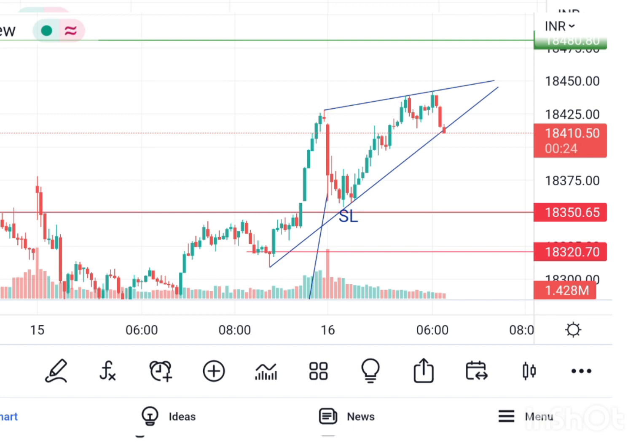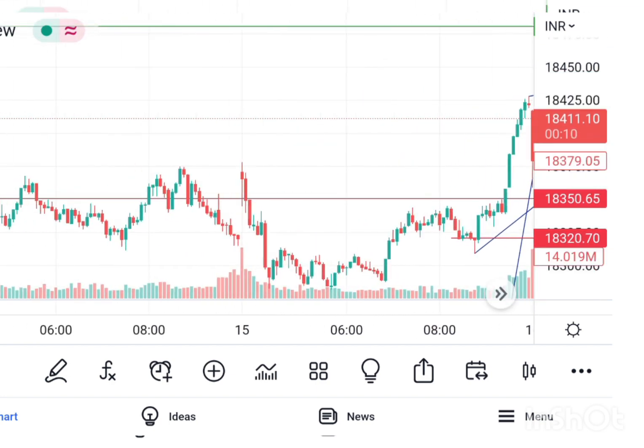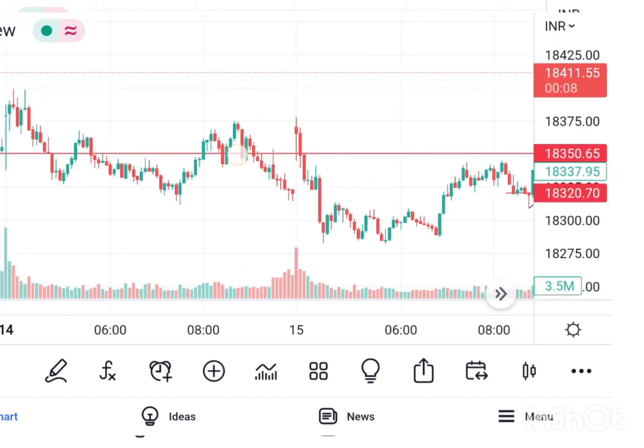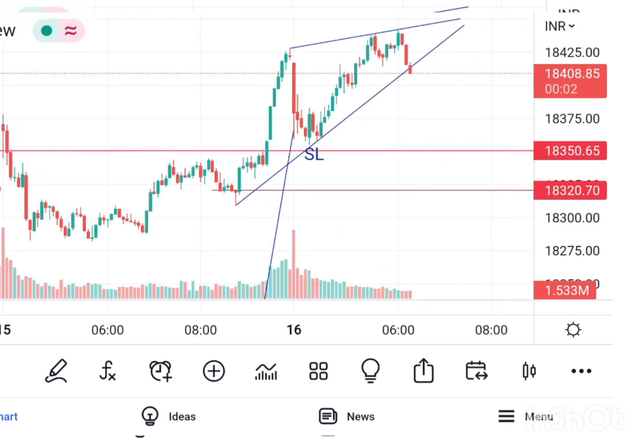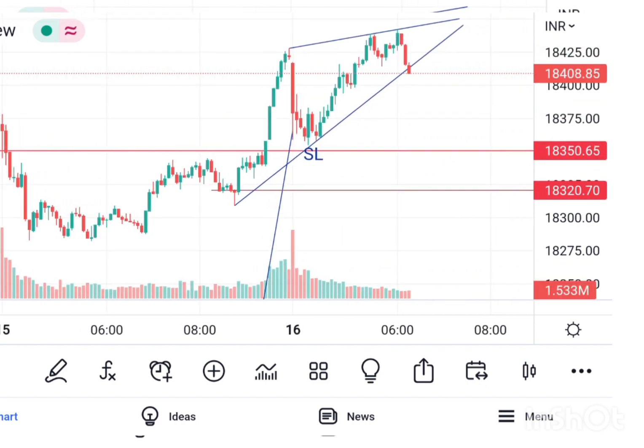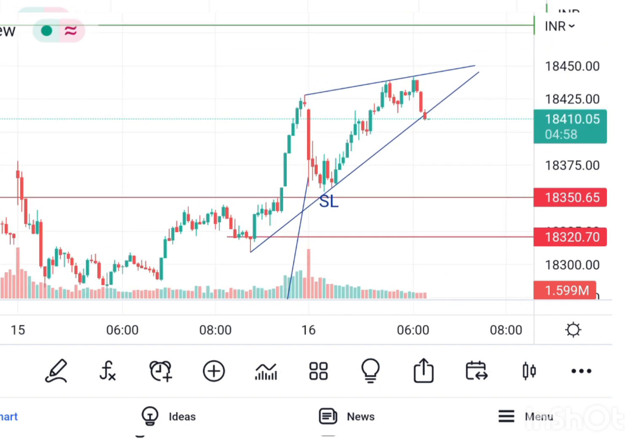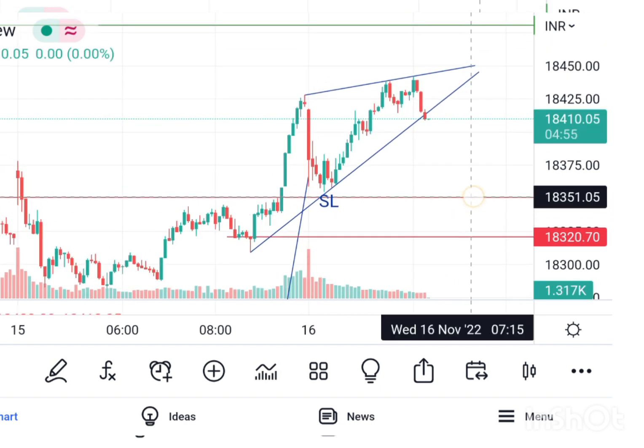It has given a breakout, but this may be a false breakout. So for consecutive 3-4 days, the market has been range bound, consolidating for 1, 2, 3, 4 trading sessions. So this is my SL here.